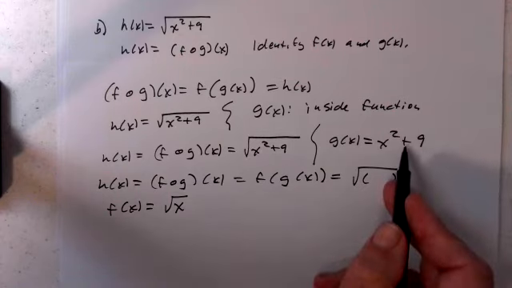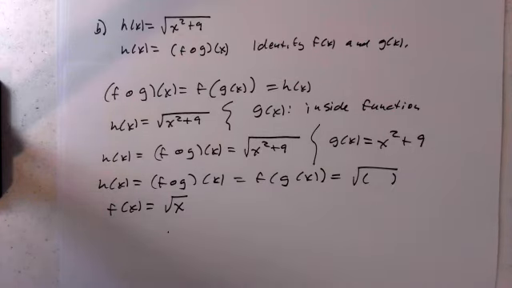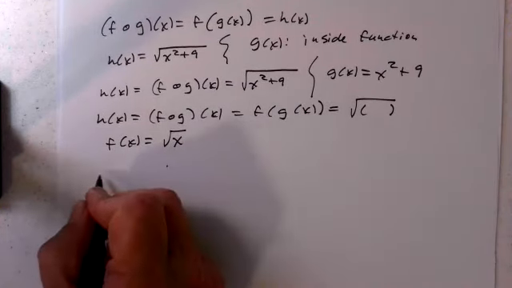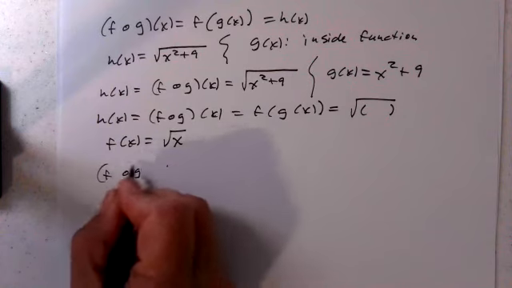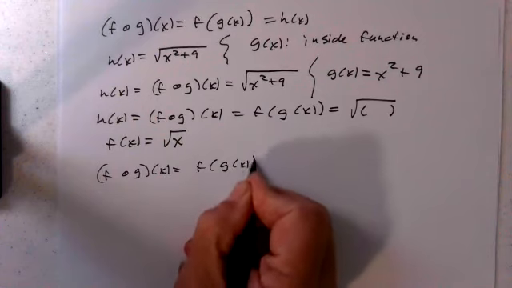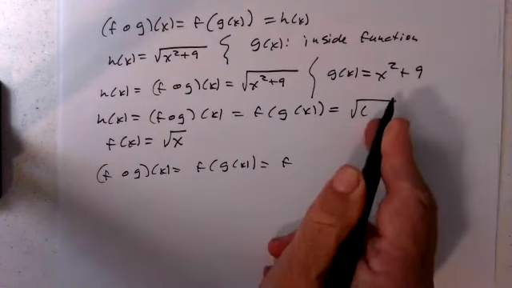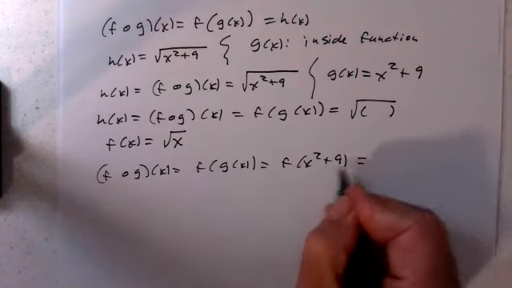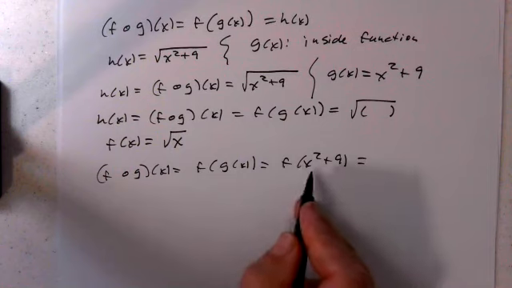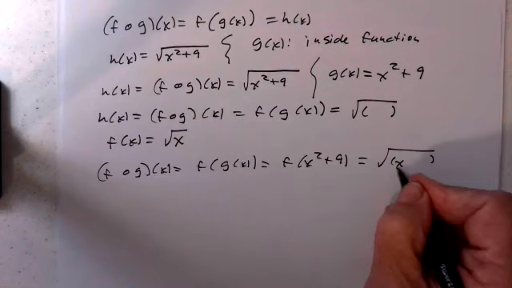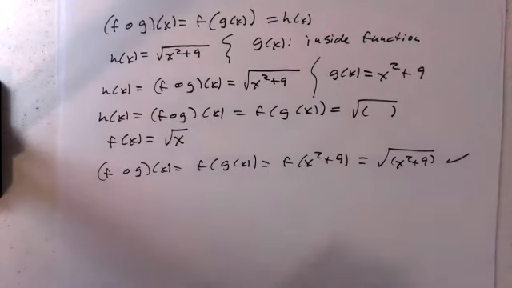So our inside function is x squared plus 9. Our outside function is square root of x. So if we want to check that, how am I going to check that? F circle g of x is f of g of x, which is f of, we said g of x was x squared plus 9. F does square root of something. F of x is square root of x, so f of something is square root of something. What's the something? The something is x squared plus 9, and that checks. And that's how we decompose functions.